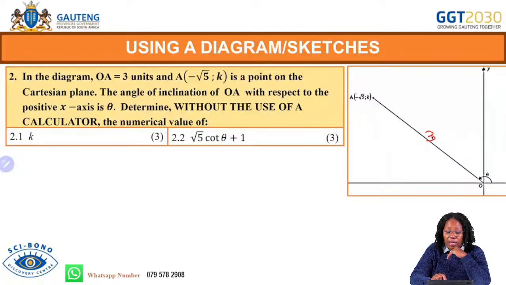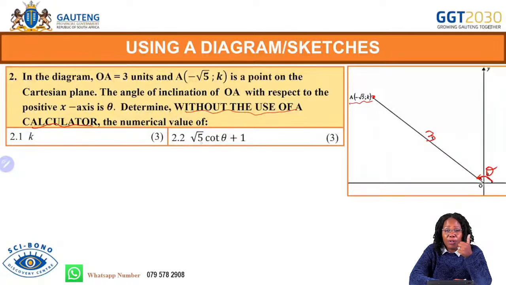And then the A is minus square root 5, coordinating with the K, that is point A there. And then now it's in the Cartesian plane. The angle of inclination of OA with respect to the positive x-axis is theta. That is from here to there, positive axis. Our angle here is theta. And then they say determine without the use of a calculator the numerical value of K, and then 2.2, you have to simplify that expression that is given to you.